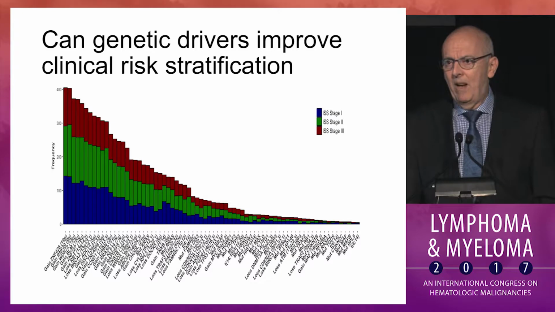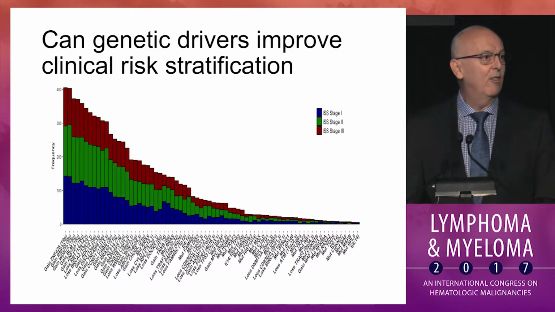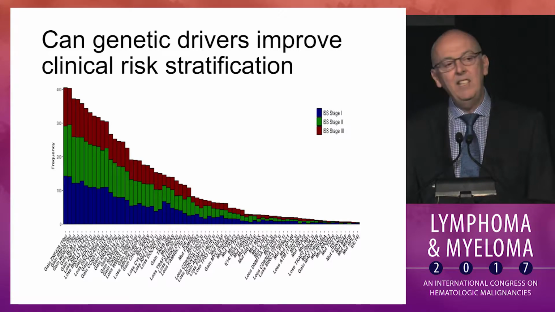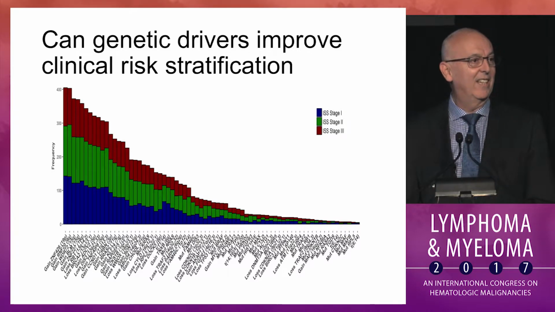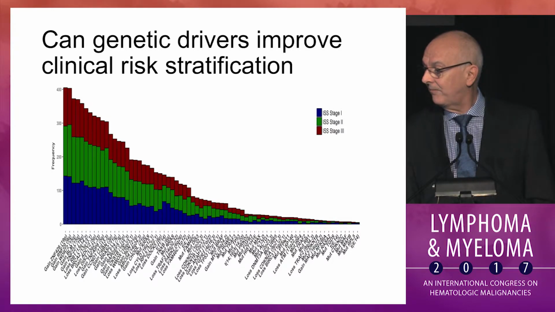So if we talk about risk stratification to start with, this is a graph of possibly 60 drivers, or certainly 60 molecular events, and they're lined up in their frequency, and on the vertical axis is the ISS stage. And so you can see there's almost no correlation between genetic factors and the ISS, arguing that the genetic factors are independent of the ISS and could add important information.